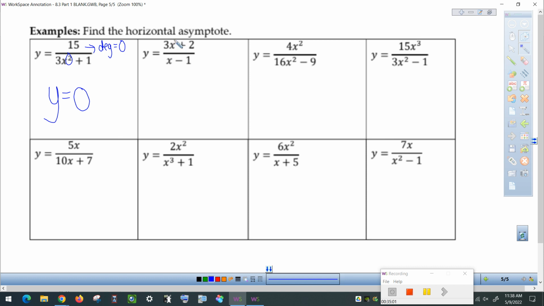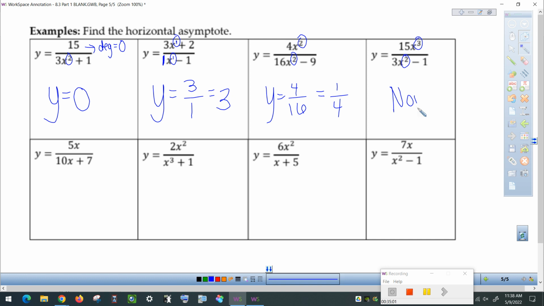On the next one here, it's a degree of 1 on the top and a degree of 1 on the bottom. So it's the same degree, so it's going to be y equals 3 over 1, meaning that 1 in front of the x on the bottom, but that really just simplifies to be 3. We have the same degree again on this one, so it's y equals 4 over 16, but you could simplify that down to be 1 over 4. Then we have top heavy. So 3 on the top is a bigger degree than the 2 on the bottom. We do not have a horizontal asymptote.